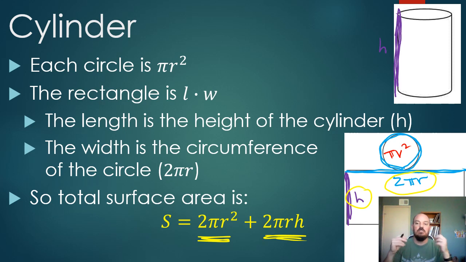So what you're saying is 2 circles plus 1 rectangle. The 2 circles is 2 pi r squared. The rectangle is 2 pi r times h, length times width. Now you have a formula for surface area. Now if you remember the formulas, then you don't need to go through this process again. I just wanted to show you where the formulas came from.